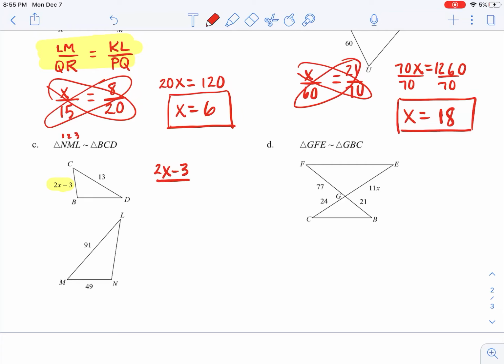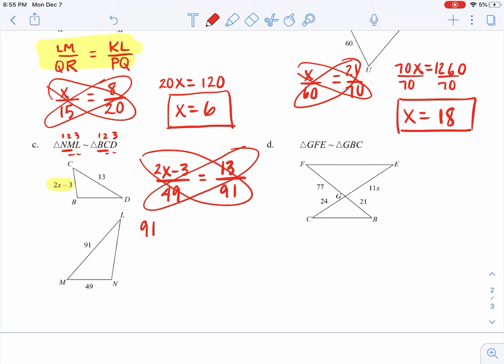If I number these letters, the 2x minus 3 is labeling CB, which is in the first two positions, so that should be put over NM. If you look down below, NM is 49. The only other number in the first triangle, and you always go back to the first triangle when you go to the other side of the proportion, is 13. And 13 is CD, which is the second two positions, and so is ML. And ML is 91. If we cross multiply, we'll have 91 times 2x minus 3 equals 13 times 49.